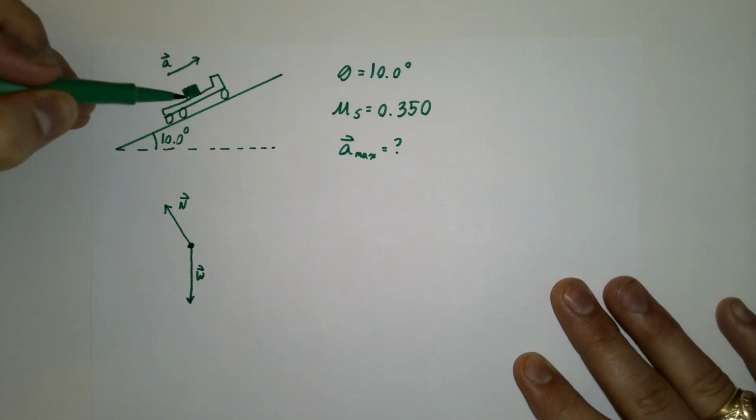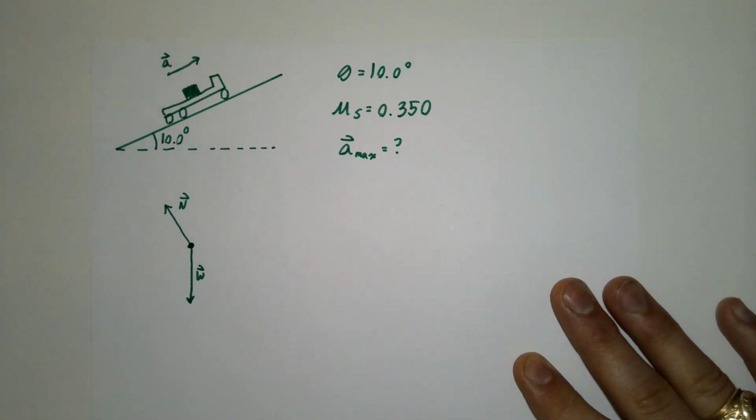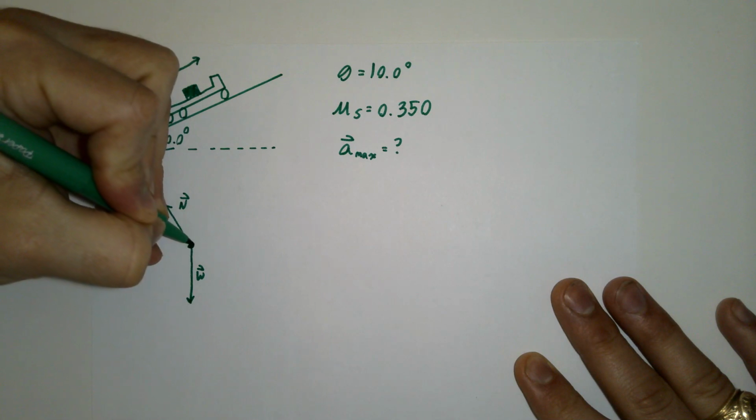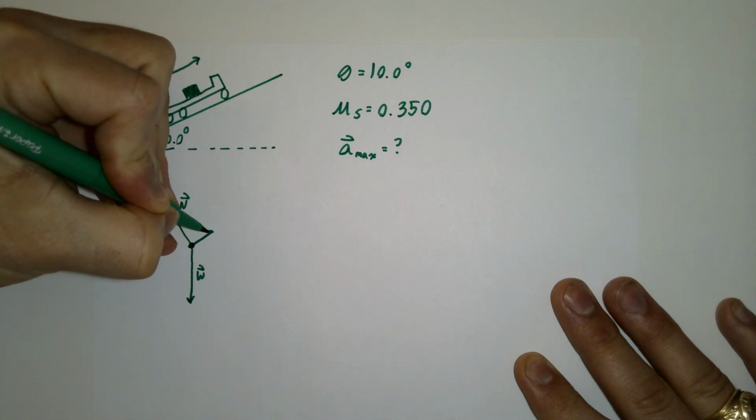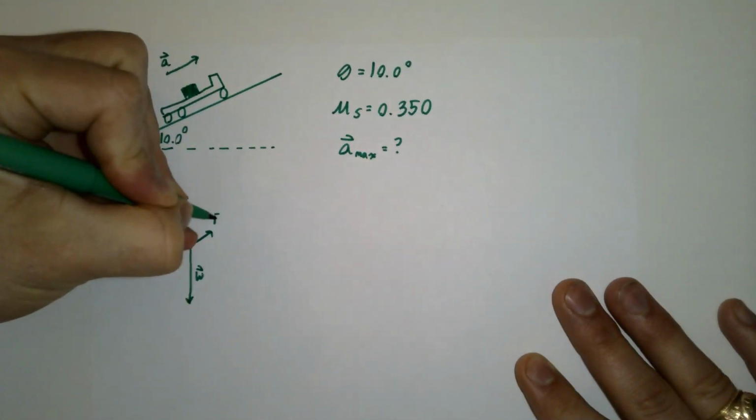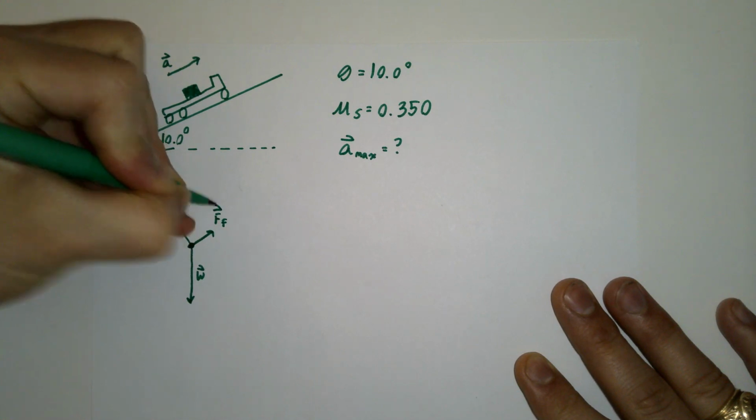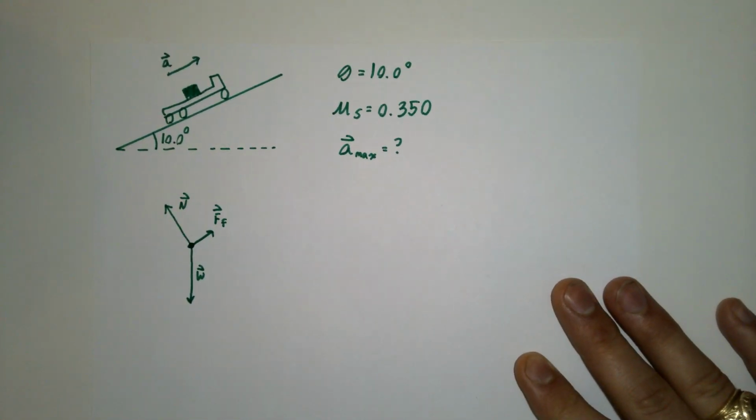If our crate is moving up the incline and accelerating up the incline, the force that's actually causing that acceleration is the static frictional force. That is the force that's accelerating our crate upwards. So that force is pointed up the incline. There's our force of static friction. And those are the three forces that are acting on our crate.